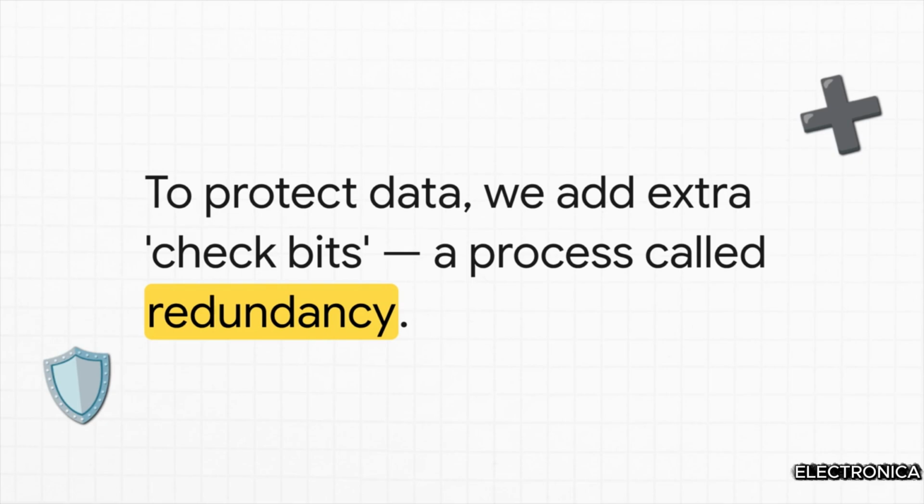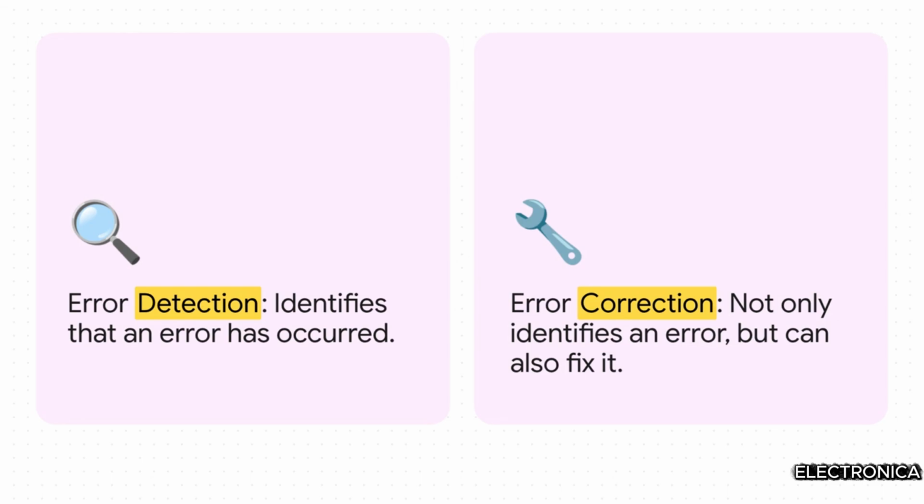We call these check bits, and their one and only job is to help the receiver figure out if the original data got messed up along the way. Now, this whole redundancy thing can work in two main ways. The simpler version is error detection. Think of this like a smoke alarm. It doesn't put out the fire, it just screams at you that something is wrong.